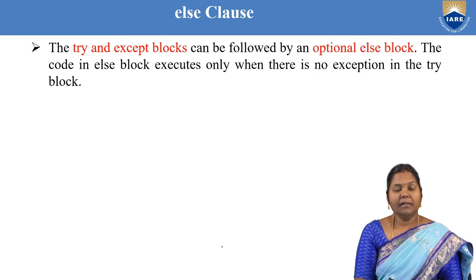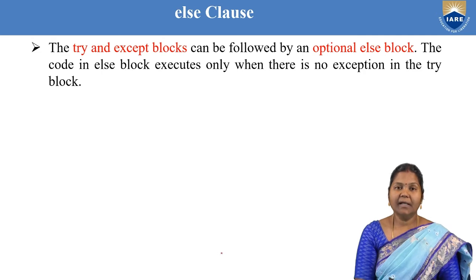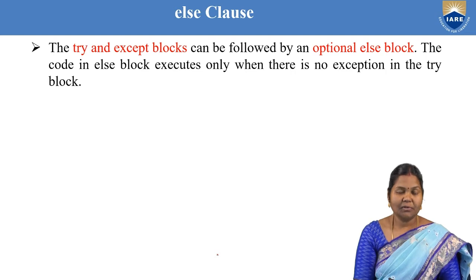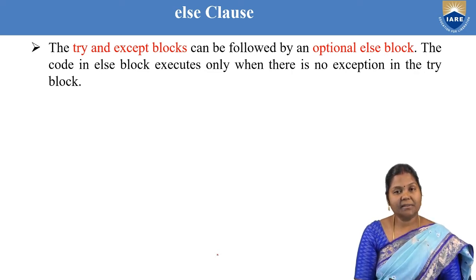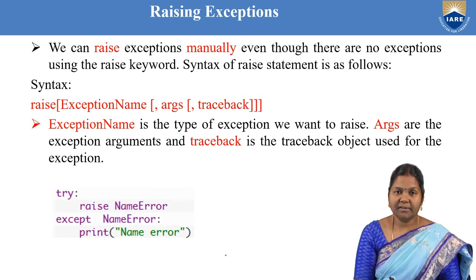Now, with the exception handling programs, we can also write an else clause. So, the try and except blocks can be followed by an optional else clause or else block. So, this is not mandatory, but if you want to write down an else block, you can also write. So, the code in the else block will execute when there is no exception in that try block. So, if there is no suitable exception for any exception to be handled, then automatically the control goes to the optional or the final else block. So, this way the final else clause is executed.